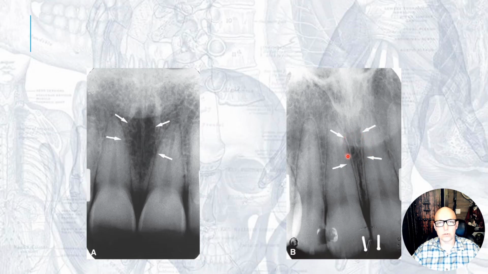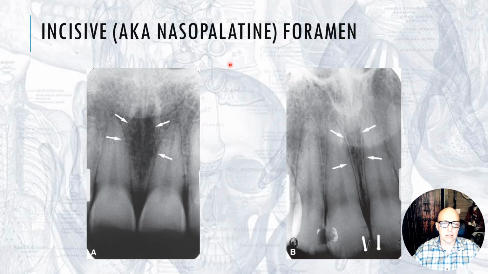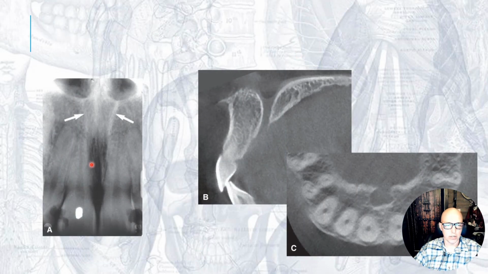And so that's not root resorption. It's not anything going wrong with the root. It's just a different orifice that's overlying that root structure. And so this is the incisive or nasopalatine foramen. So this is the inferior opening of the nasopalatine canal, which we can call the incisive foramen. So here, extending superiorly from the nasopalatine foramen is the nasopalatine canal, or incisive canal.